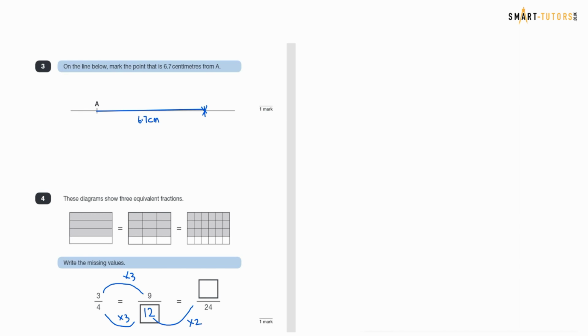So you need to times by 2. So you also need to times the numerator by 2, which is 9. So that equals 18. Wow, that is a nice explanation. I don't need to add anything more. That is a perfect answer for question number 4. Let's move on to question number 5.